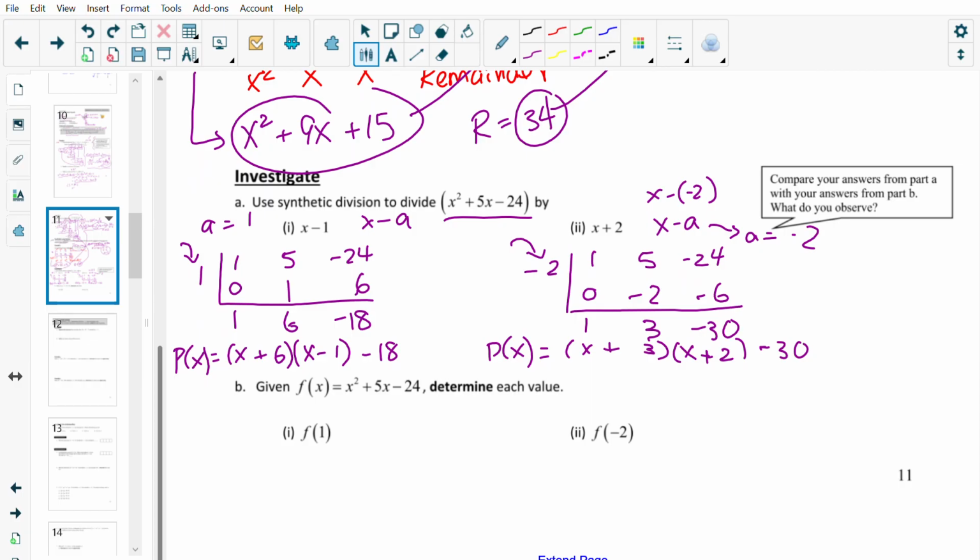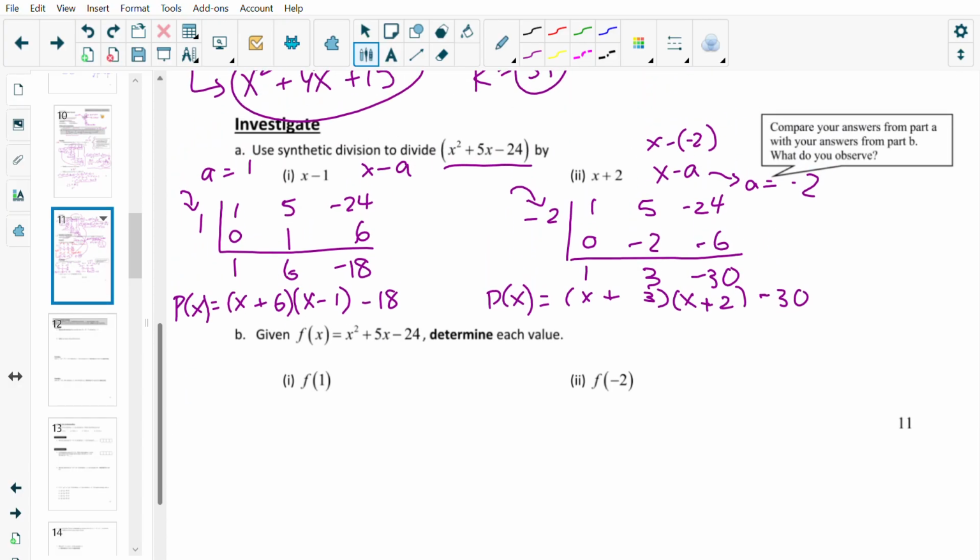Let's look at a little bit of review on function notation. When we have something like f of 1, we're evaluating for an x value of 1 in the function. So what's the result? f of 1 is the same divisor that we used when we did synthetic division. So let's see what happens when we do f of 1. I'm going to take it in this form.